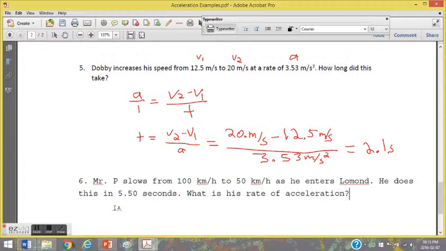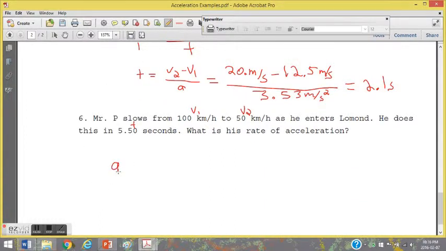Now we have to look at this and say that this is V1, this is V2, this is time, obviously. I need to find A. What did I say about the speeds? It needs to be in meters per second. Now, there's two ways I can do this. I can figure out what V2 minus V1 is in kilometers per hour, because that's easy math, and then change that into meters per second. Or I can find V1 in meters per second, V2 in meters per second, and then do the subtraction afterwards. It works either way.